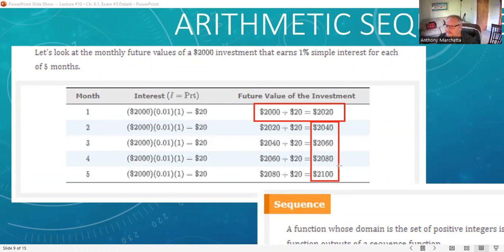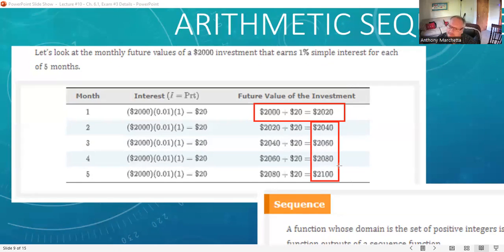So in this case, we would say the first term is 2,020. Then we would say the fifth term is 2,100. We would say the common difference is 20. If I wanted to, I could talk about the sum of all 5 of those terms. At a glance, it looks like it would be somewhere around 10,000 something, 10,300 maybe.